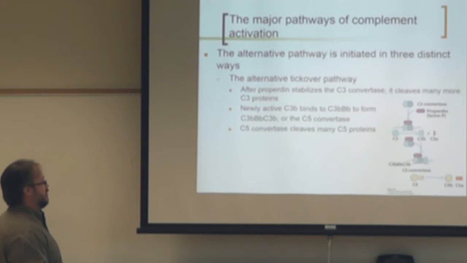There are two different ways this can happen. Properdin can come in and bind to the complex and stabilize it. Or properdin can already be bound to a cell, and as that C3 convertase naturally forms, it will bind to the properdin that is already on the cell. And that's where a little bit of the specificity comes in: factor P preferentially binds to non-self cells.